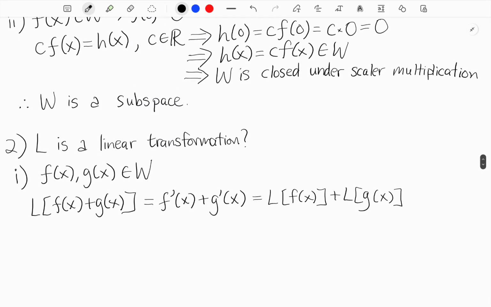You can think of L as a derivative operator for this particular example. It won't be the case for everything, but here we're just taking a function and sending it to its derivative. More specifically, applying L to a polynomial sends it to its derivative. So we get that L respects addition.